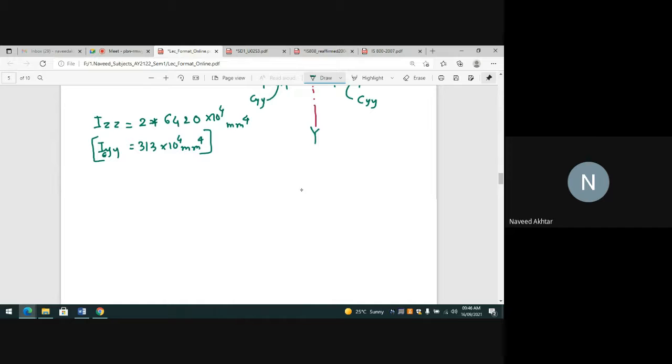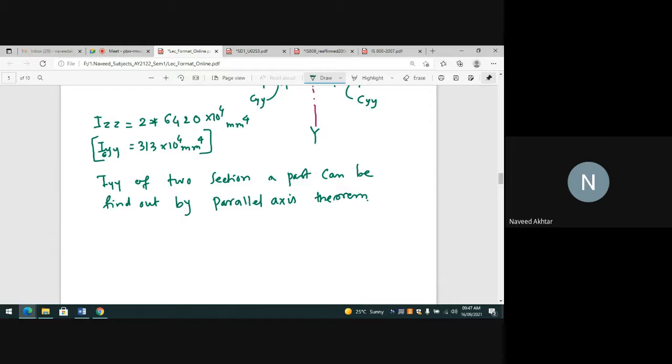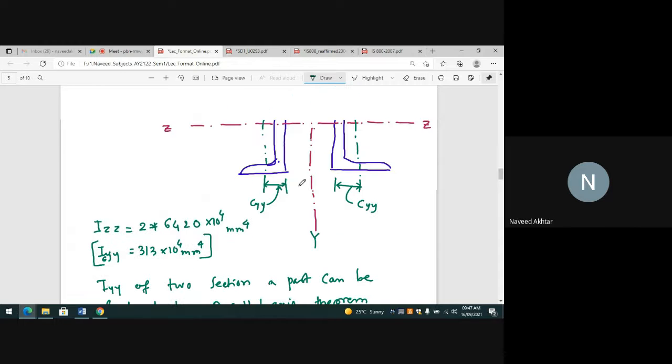Now we have to find out IYY of the two sections apart. It can be found out by the parallel axis theorem. So what is the parallel axis theorem? Iyy is equal to, because two sections are there, 2 into IGYY plus area into H square. The area of the section you know, and what is the H?